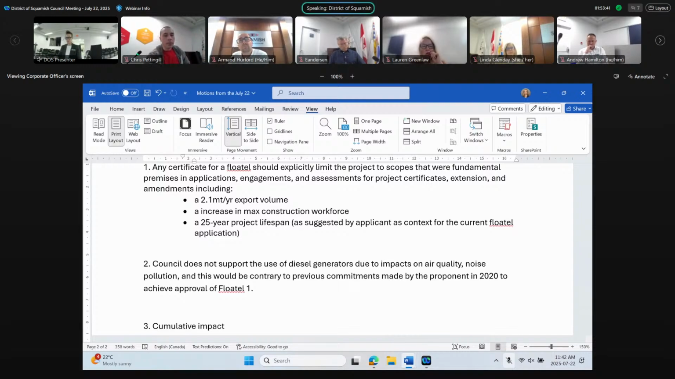And the point of this resolution was not to limit the project to 2.1. It is the fact that all of the engagement discussion has been around this. And then there's a request to double the construction workforce, which could be, from what we're hearing, to a doubling of the output or whatever.